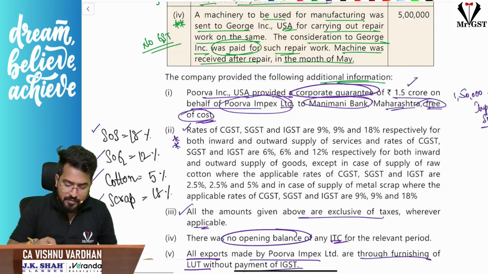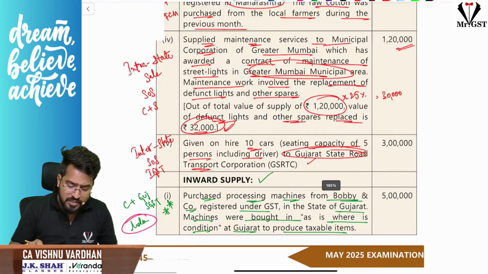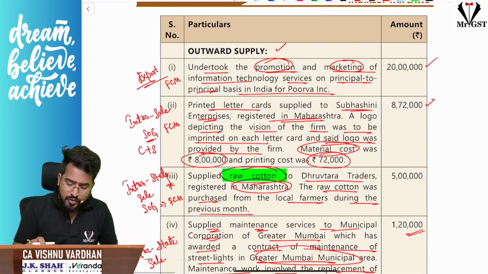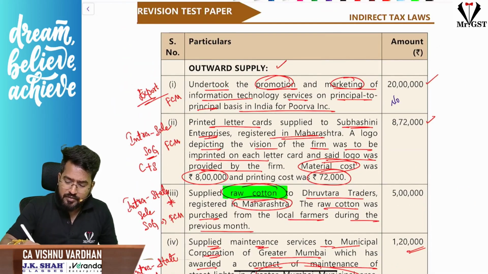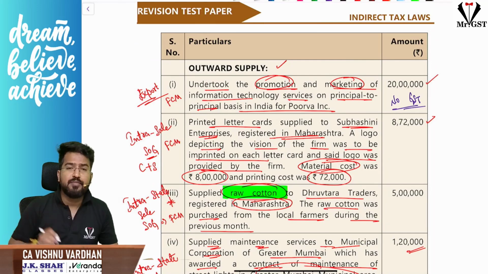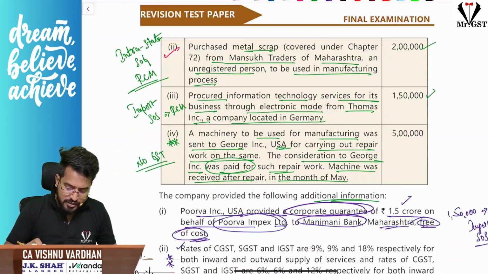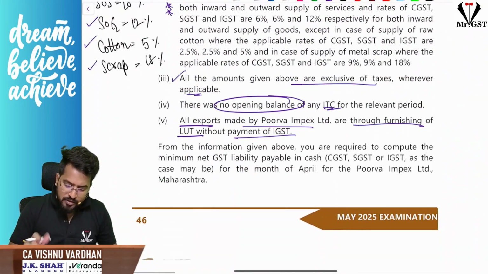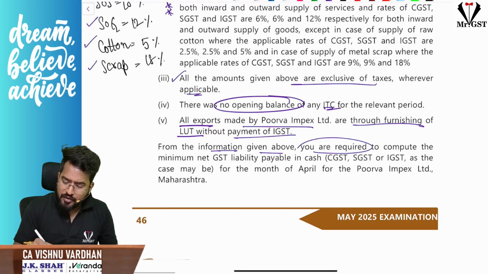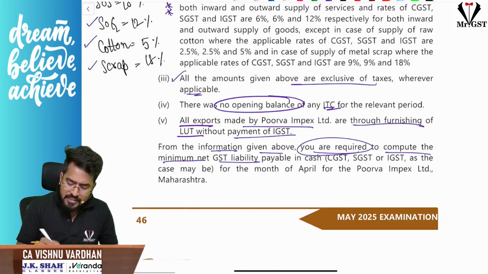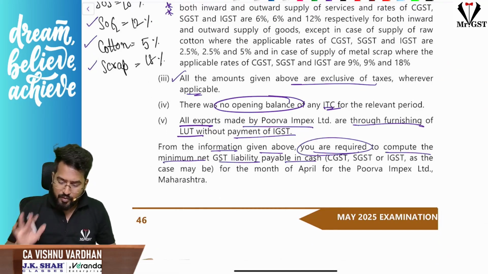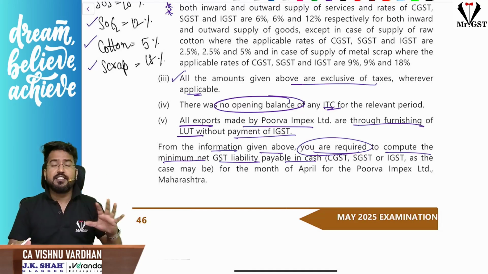Because of this, what is the impact? Sir, we have only one export in the question. So this one. So here can I say no GST? No GST implication, because without payment of tax under LUT. Next. From the information given above, you are required to compute the minimum net GST liability payable in cash. Okay, fine. So this is the question. Let us go with the solution.